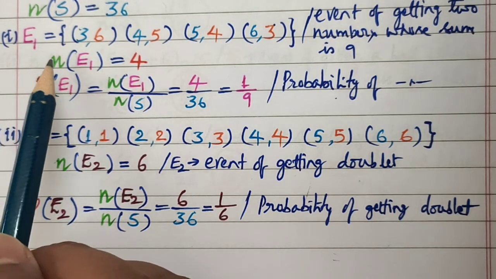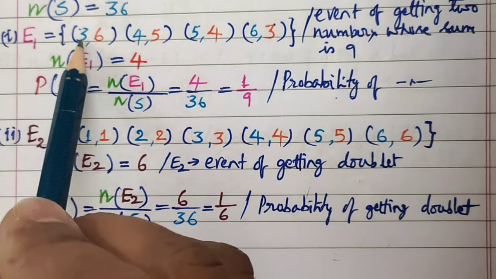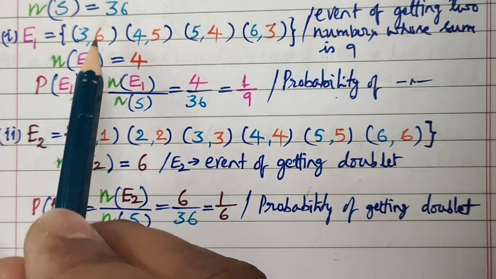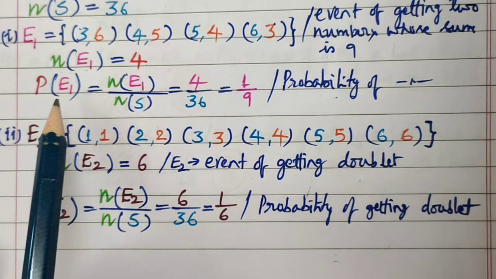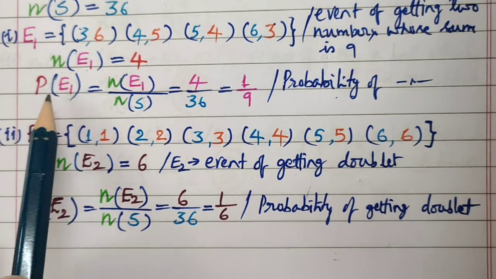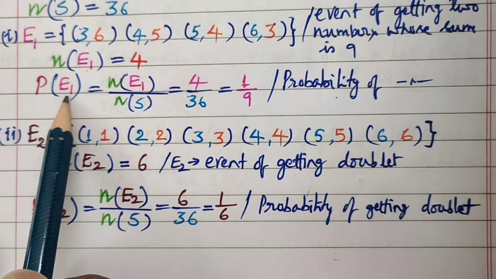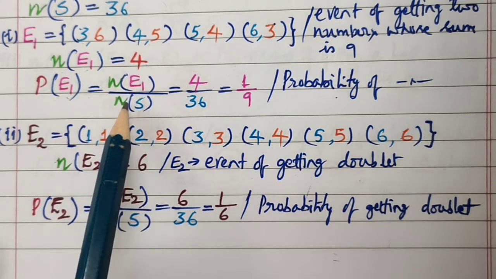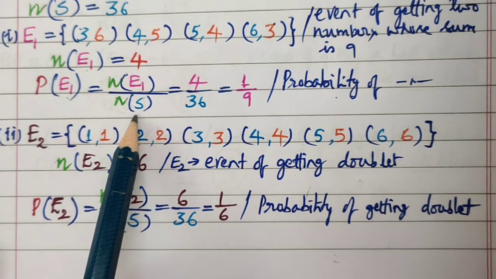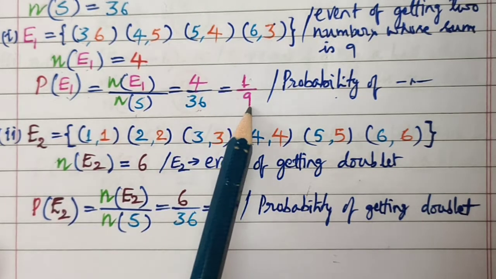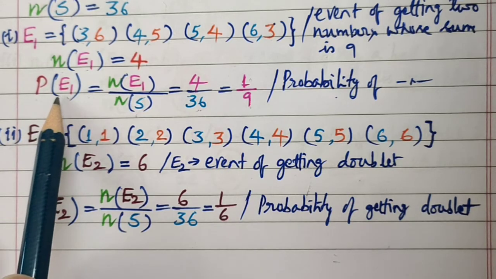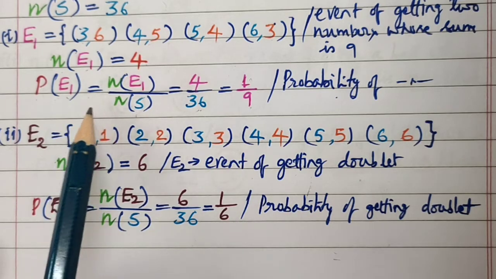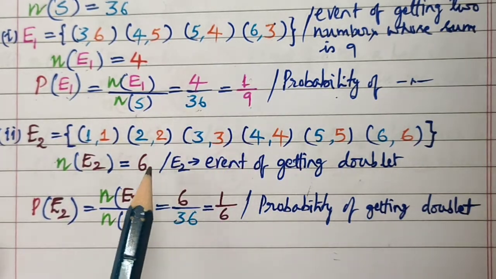The event of getting 2 numbers whose sum is 9: (3,6), (4,5), (5,4), (6,3). The number of chances is 4. Then the probability of getting the event, that is sum equal to 9, is n of E, the number of favorable possibilities, 4, divided by the total number of possibilities, n of S, 36. So 4 by 36 is equal to 1 by 9. The probability of getting a sum of 9 on the 2 throws of dice is 1 by 9.